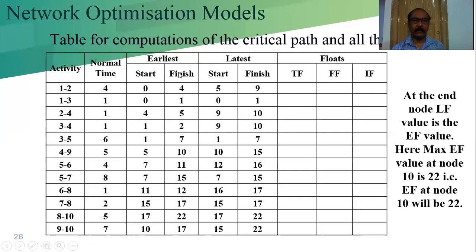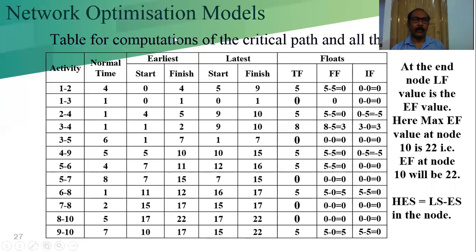early start time, early finish time, latest start time, latest finish time is completed. Now we're going to calculate the total float, free float and independent float. Total float is latest start minus early start, or latest finish minus early finish. That way you can calculate. And for the free float, total float minus head event slack. Head event slack we can calculate from here, or we can calculate from the diagram.